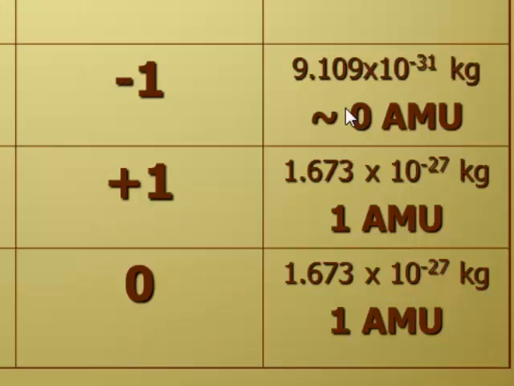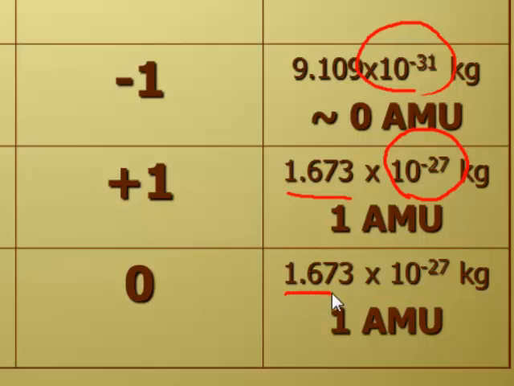And then the masses: wow, look at the difference in the mass between the electron, which is 10 to the -31st, and the proton, which is 10 to the -27th. And look, the protons and the neutrons are exactly the same mass, 1.673 and 1.673 times 10 to the -27. They make up the bulk of the mass of the atom because of their size.